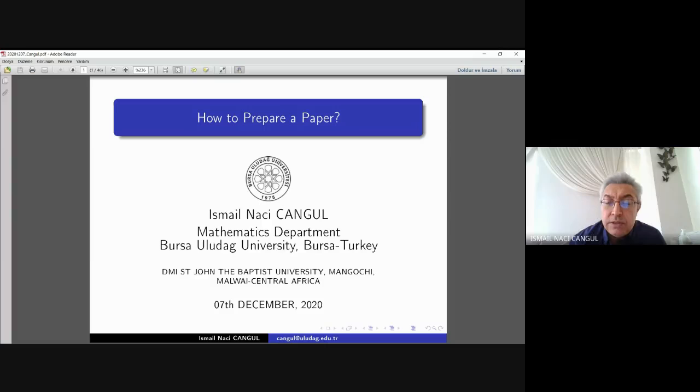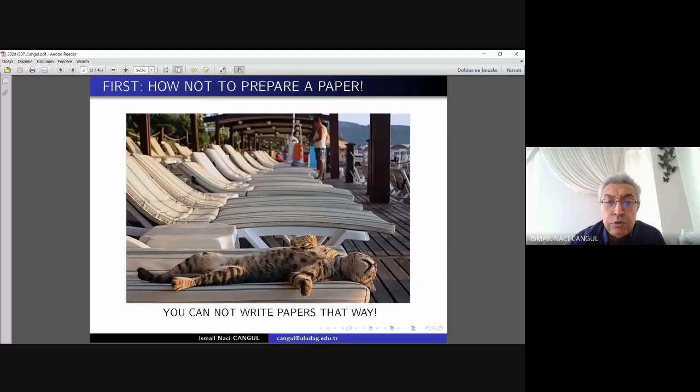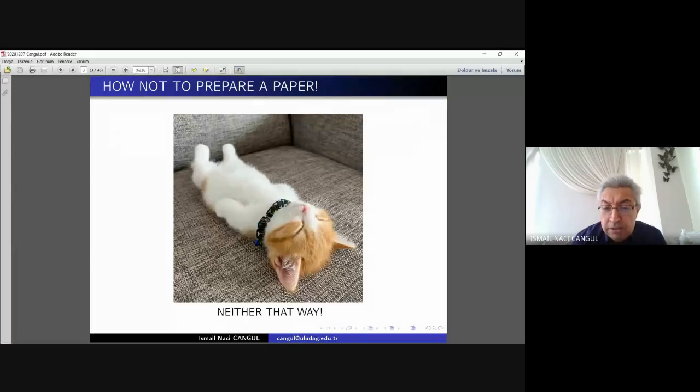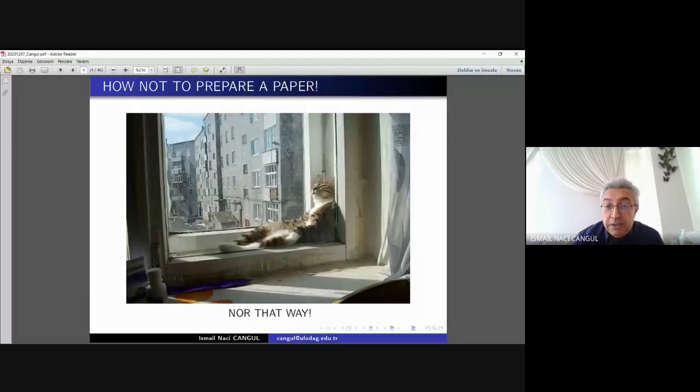So the key points we should be very careful with are listed in this talk. Before giving the details of how to prepare a paper, maybe we should give the details of how not to prepare a paper. So this is certainly not a way of preparing a paper, sleeping on the beach. This is another way possible, but it is also not the way we want and the editors want. This certainly is not that way. So we should be awake, careful, concentrated, and ready.